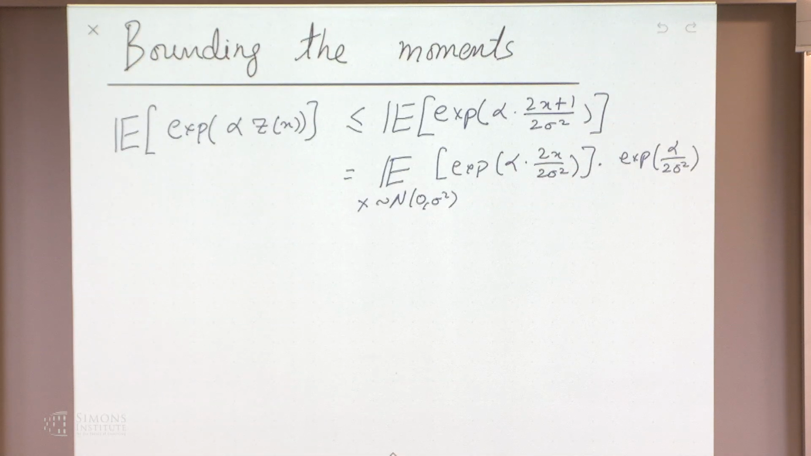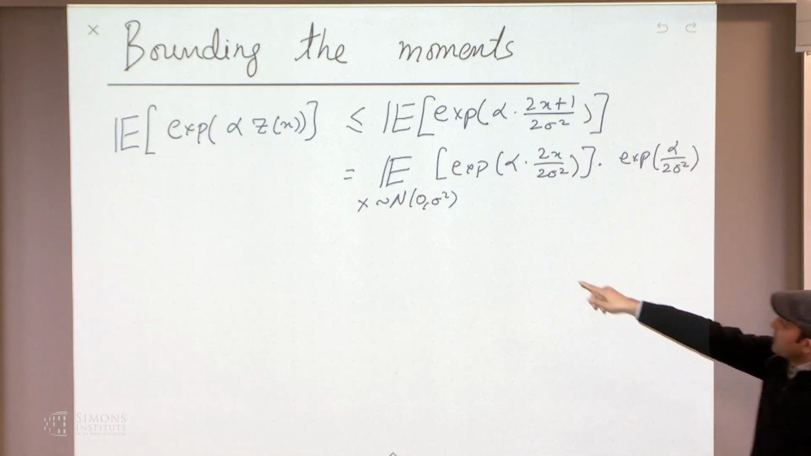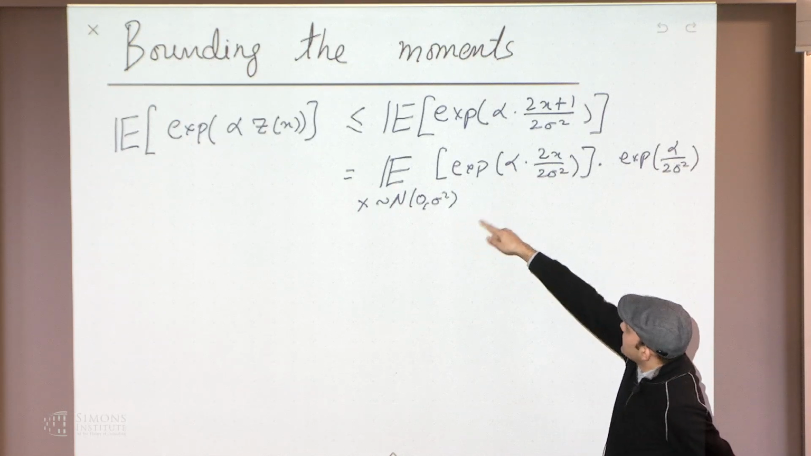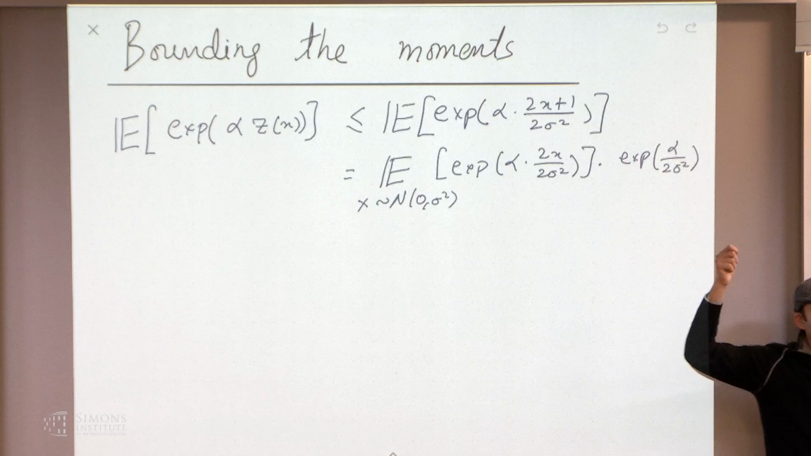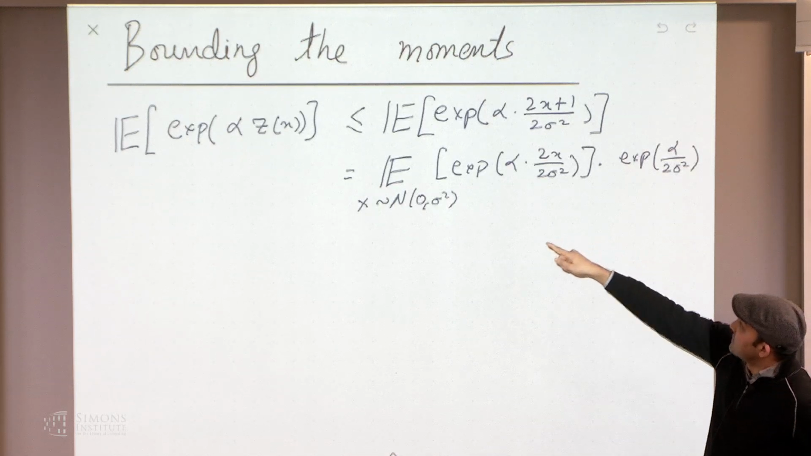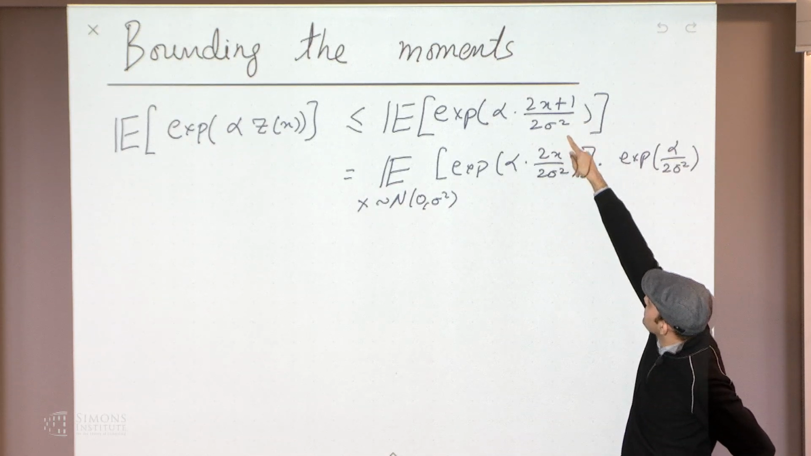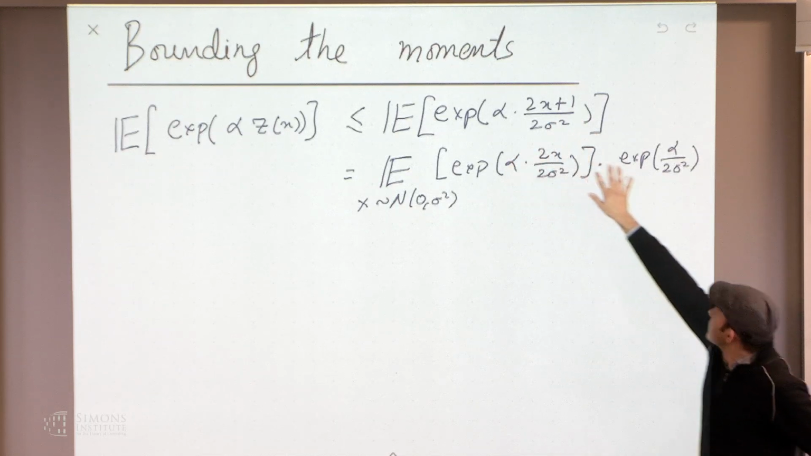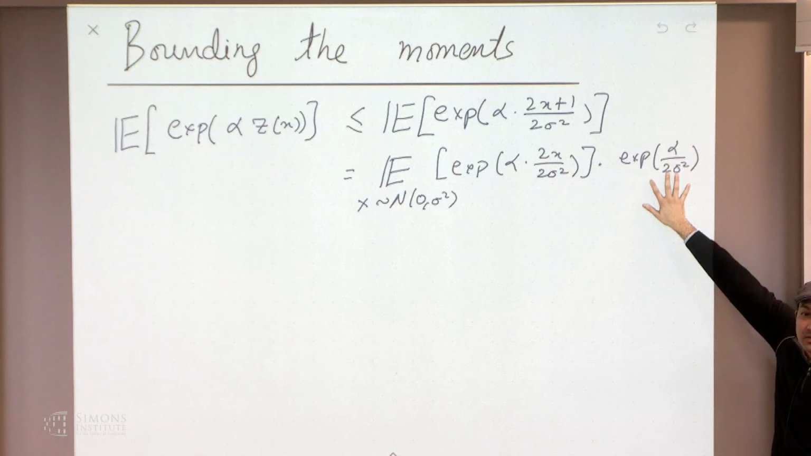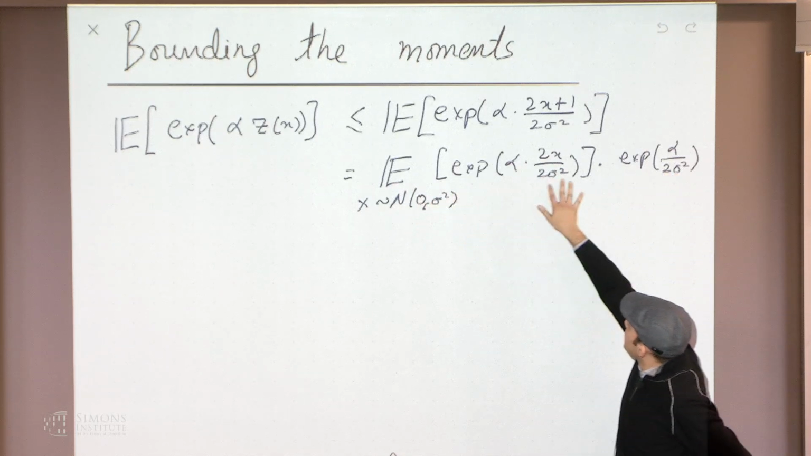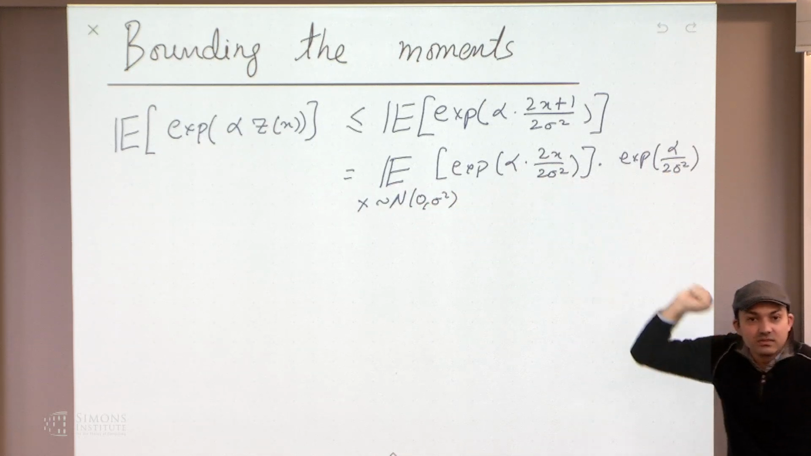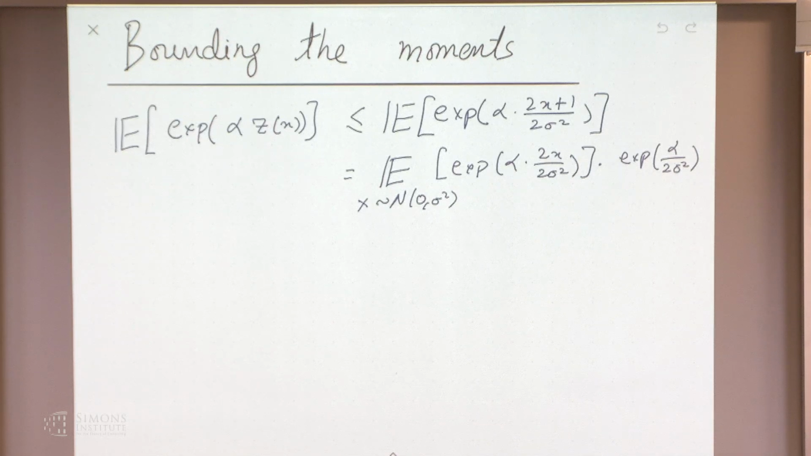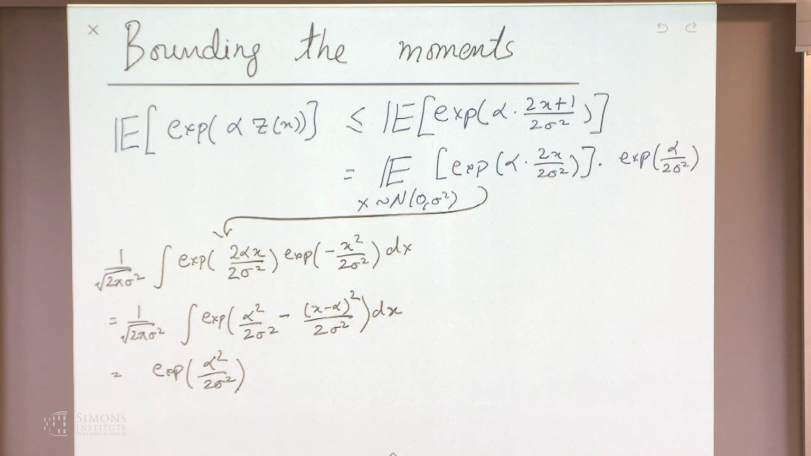Okay, so let's compute this expectation. We are trying to bound e to the alpha times Z of x, where x is, recall, drawn from N(0, sigma squared). Z of x is just (2x plus 1) over 2 sigma squared. The 1 over 2 sigma squared is independent of x, so it just comes out. And we are left with computing this expectation when x is a Gaussian. This is an easy exercise.